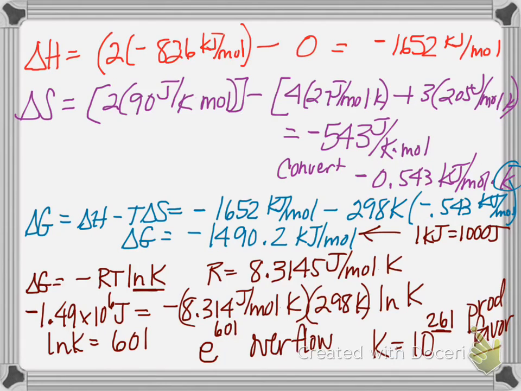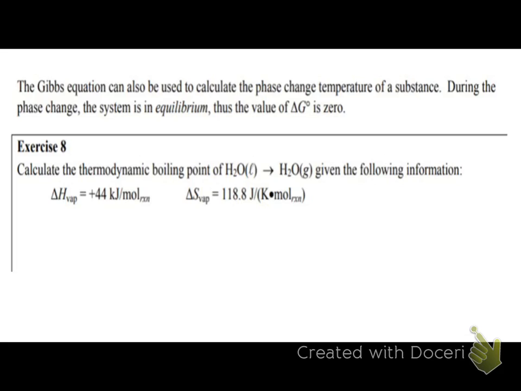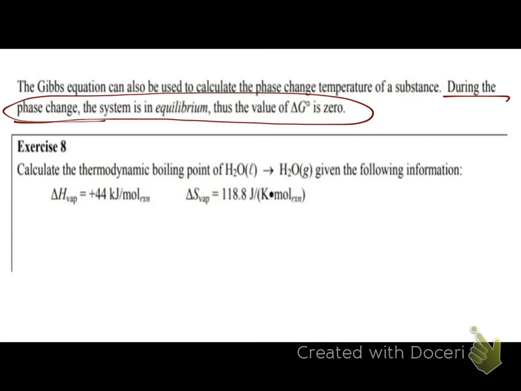All right, let's go to the next problem. All right, this one wants us to calculate the thermodynamic boiling point of water, liquid water to gaseous water. Okay, and a couple of things we need to recall is that during a phase change, the system is at equilibrium, so delta G is 0. So we're still going to use delta G is equal to delta H minus T delta S, and then we set that equal to 0, delta H minus T delta S.